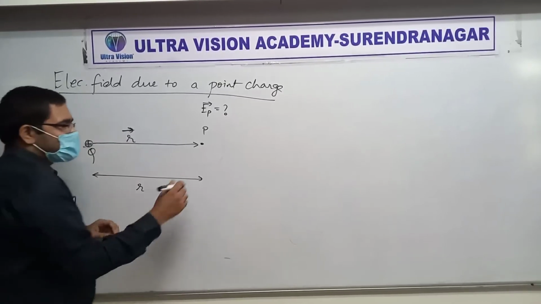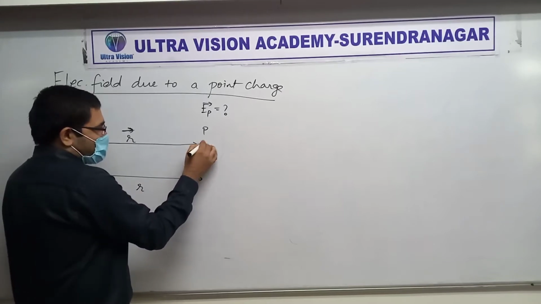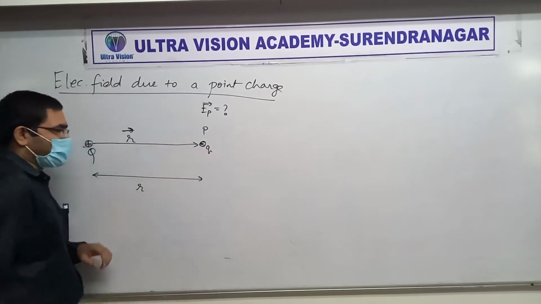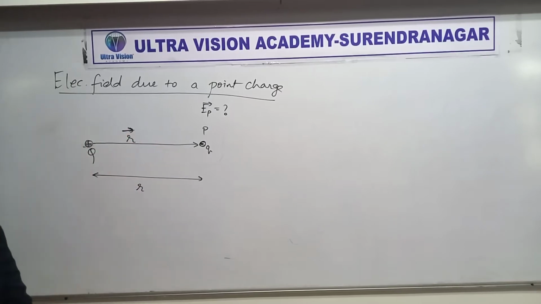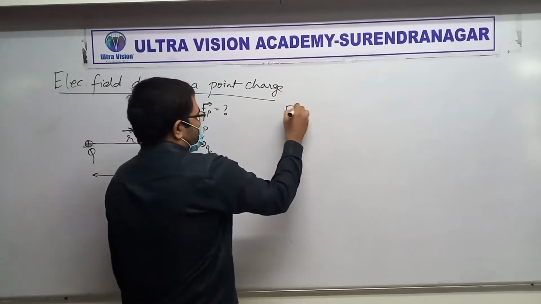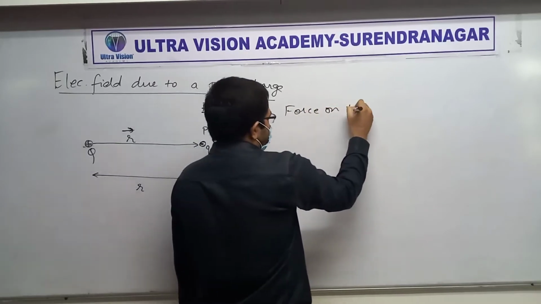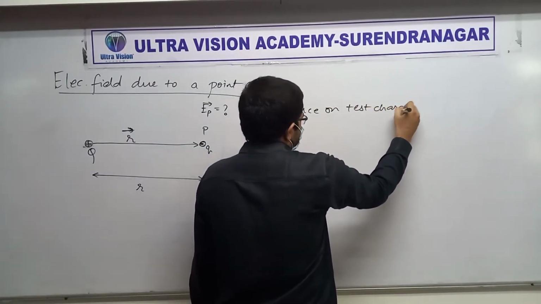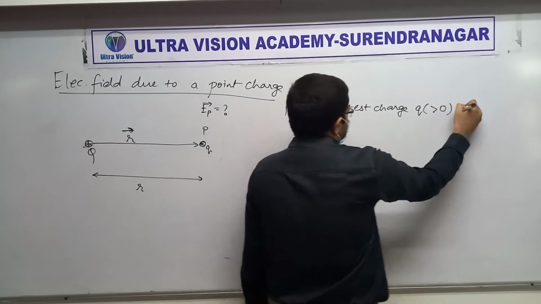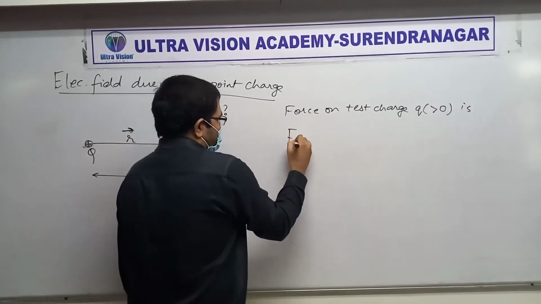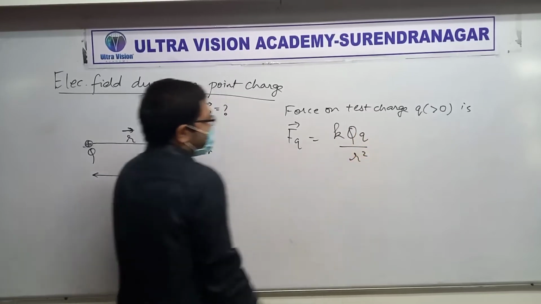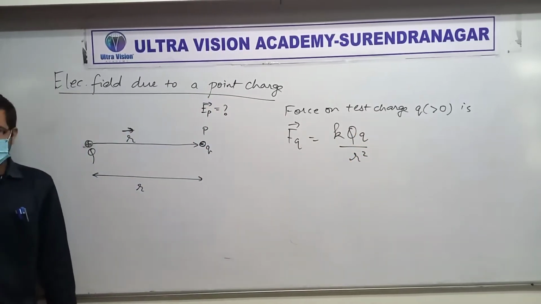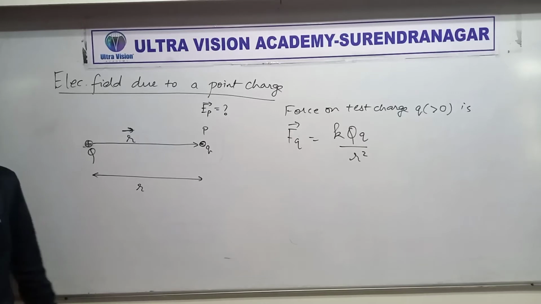Okay, let's do it. So let's say we put a point charge here, q. And suppose q is also positive. So we can say force on test charge q, which is greater than 0, F on q is equal to, nothing extraordinary here, magnitude KQq by r square. Now what about direction?